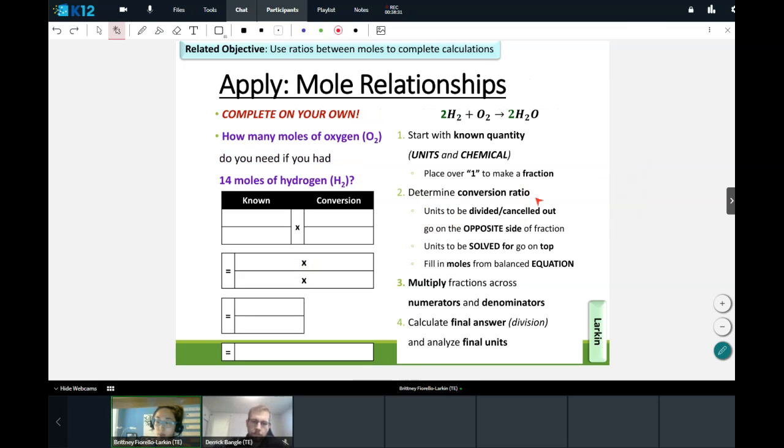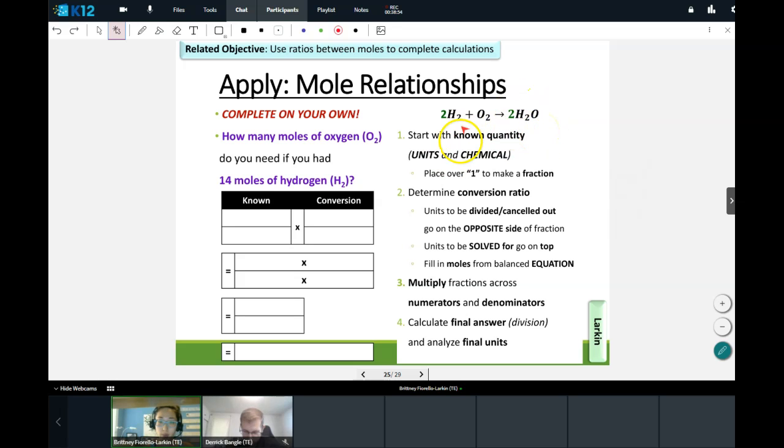All right, so this last one you need to be able to complete on your own. I'm still going to help you set it up though, because this is a new process. I want you to feel confident. I want you to feel like you can solve the rest of it on your own. So the question is, how many moles of oxygen do you need if you have 14 moles of hydrogen? So the equation here is hydrogen plus oxygen gives us water.